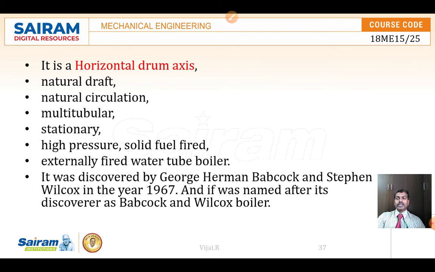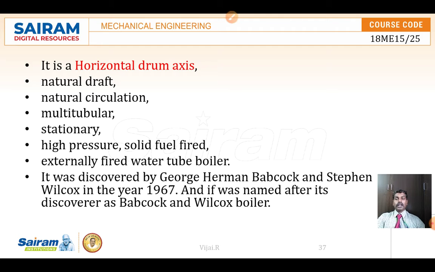Okay, right. So the Babcock and Wilcox boiler has a horizontal drum axis, and it is a natural draft, natural circulation boiler. Already we said how the fluid flow takes place: when water flows in a natural manner because of the density difference between the hot and cold fluid, we call it natural circulation. If you use a pump or motor, then it will be forced circulation, but in this case it is a naturally circulated boiler.